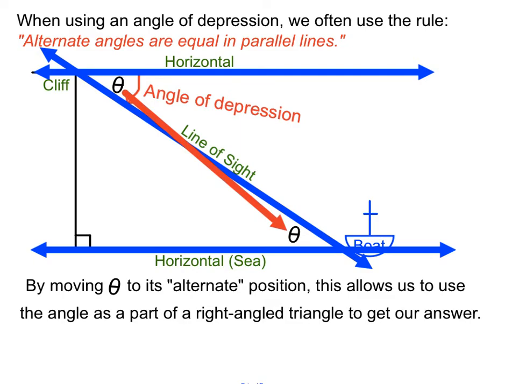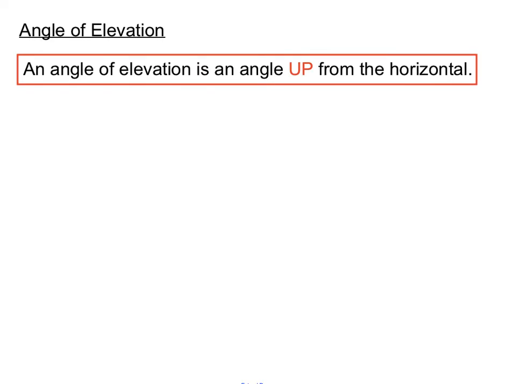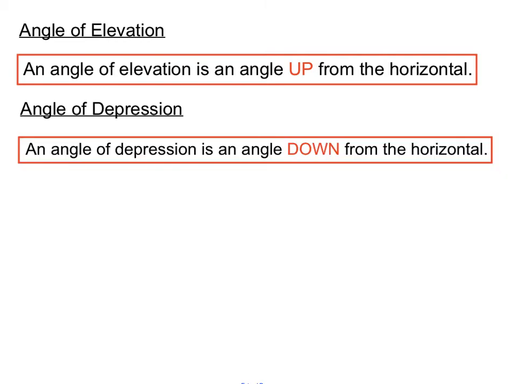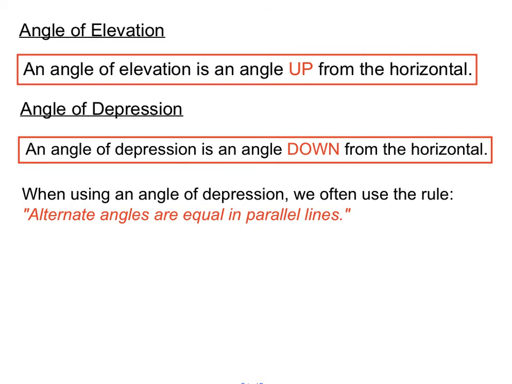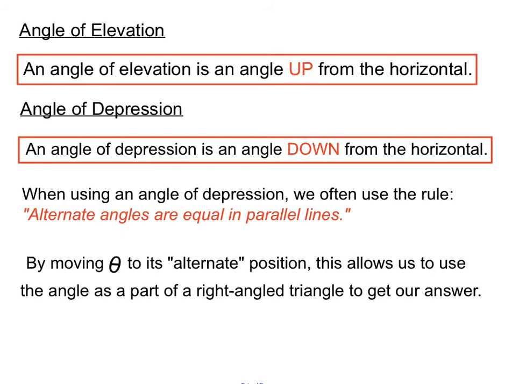Okay, so let's just summarize. The angle of elevation is an angle up from a horizontal. The angle of depression is an angle down from the horizontal. And just to recap, when we're using an angle of depression, we really often use that rule, alternate angles are equal in parallel lines, to reposition that theta into an alternate position to allow us to then use all the rules for right angle triangles, such as sine, cos and tan.